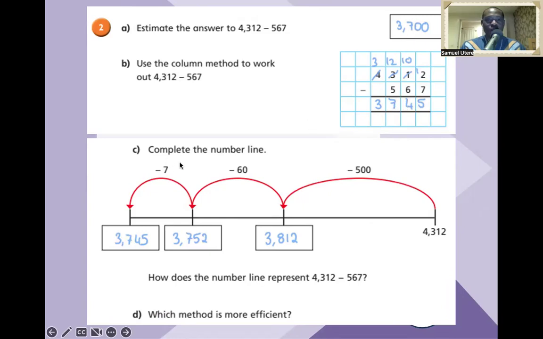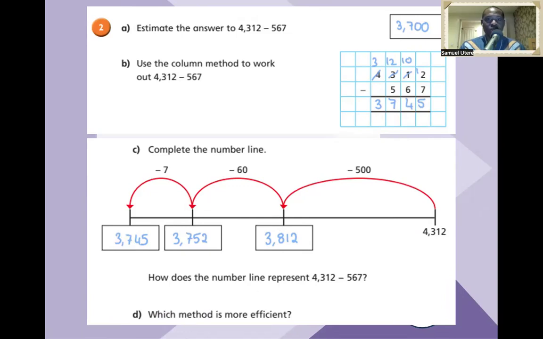And then here, you're asked to complete the number line. So notice what has happened here. So we have 4,312. You can see how it's done in blocks of calculation. So 4,312 minus 500 takes us there. Then, it's just meant for you to complete that number line.